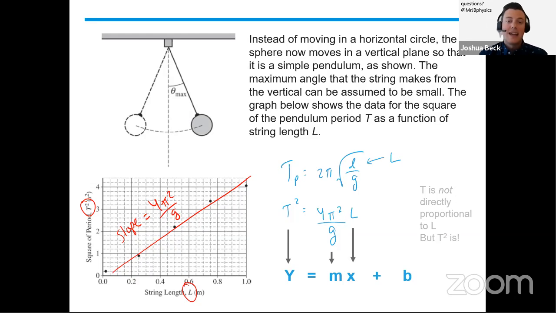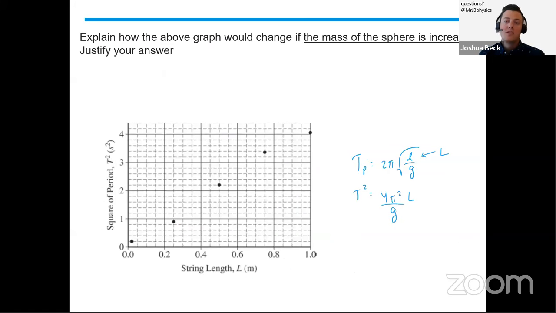Now, this question didn't ask you to do any of this. I'm just showing you why we've graphed T squared versus L. Are there other things you could graph to get a linear relationship? Sure, but we don't need to go down that road. We have a perfectly acceptable linear relationship graphed right here. So let's look at the actual question.